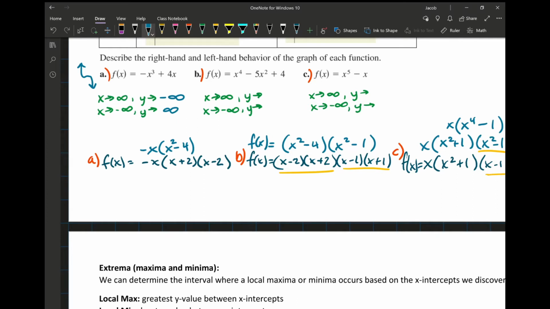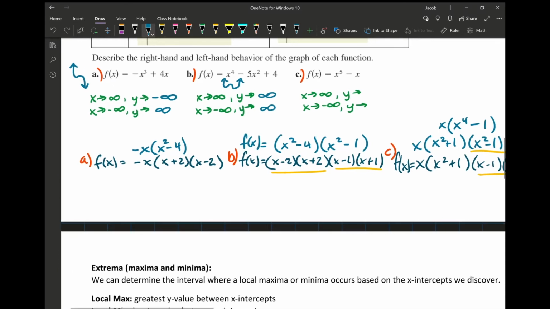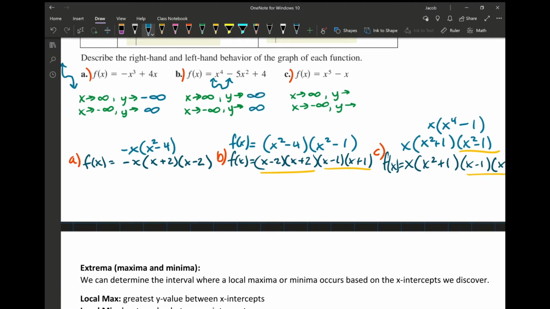For b, as x approaches infinity, y will approach infinity, and y will approach infinity as x approaches negative infinity. So this polynomial has both ends facing up because a is positive and it's an even degree. This is an a that's positive. Over here on c, it's positive 1, and the degree is odd, so the right end points up towards infinity and the left end will point down towards negative infinity.